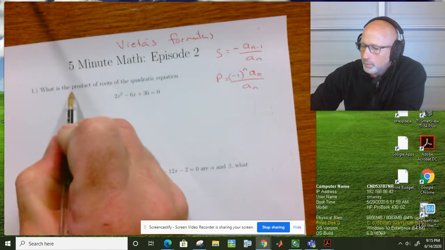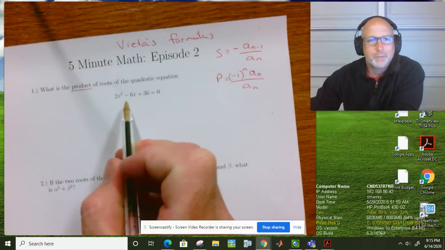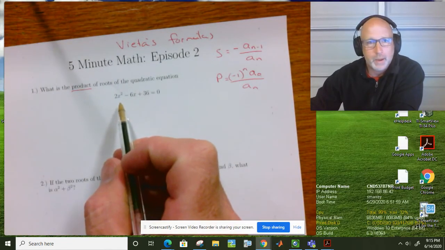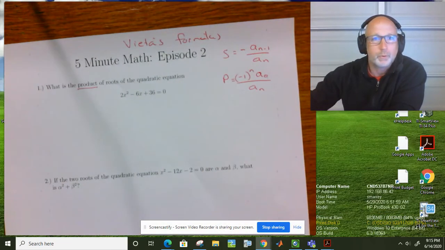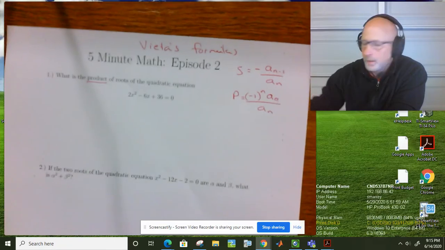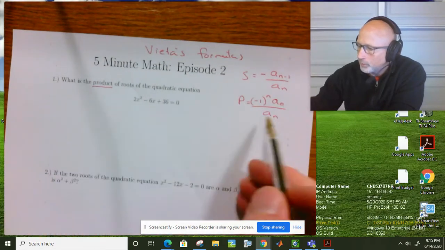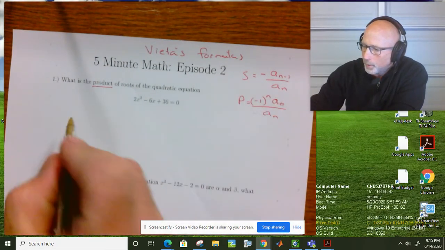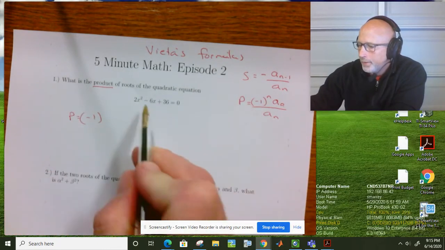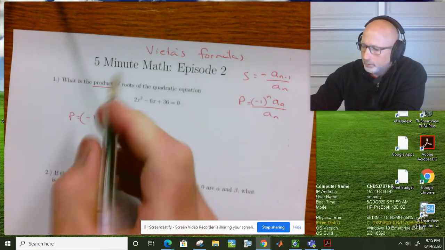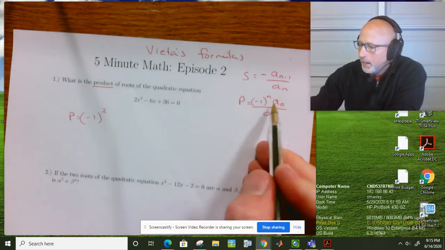So here we're doing the product of the roots. Now this one wouldn't be too bad. We could actually just solve this and multiply them out. But we're going to do it using Vieta's formulas because that's what we're practicing. Okay, so product of the roots. I'm going to use this. So the product of the roots here is going to be negative 1 to the nth power. This is a second degree polynomial, so this is raised to the second power, a naught.